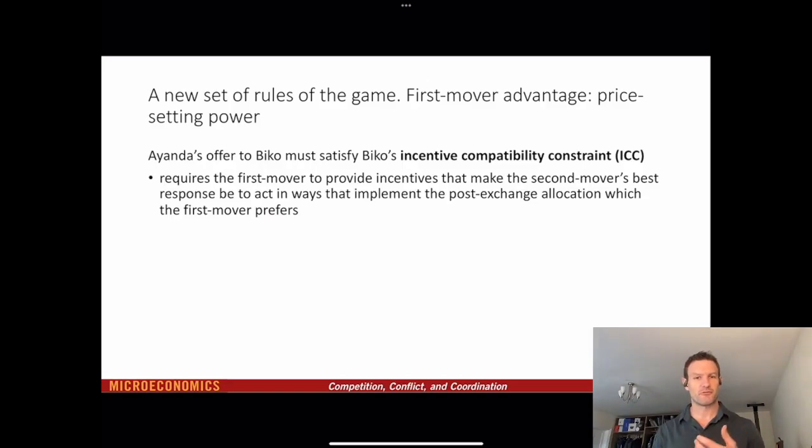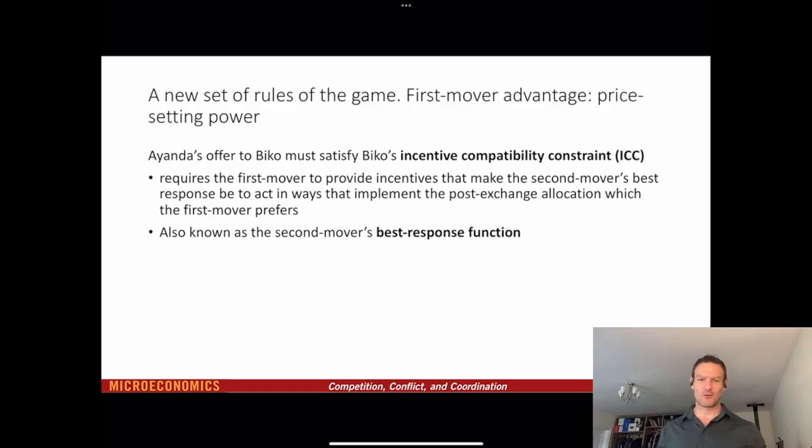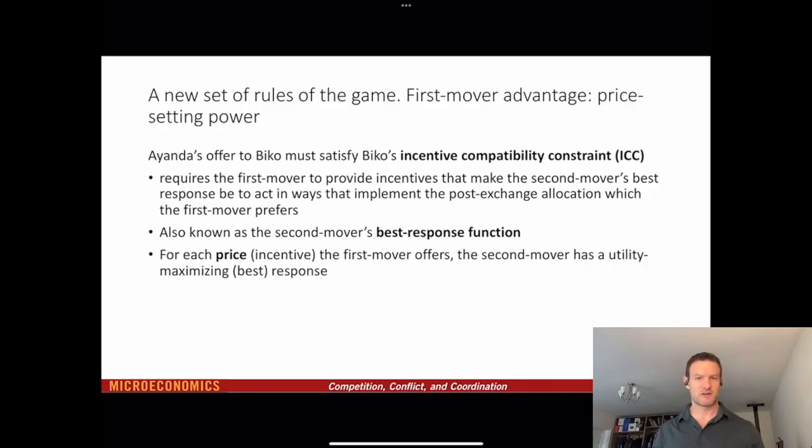This requires that she must provide incentives that make the second mover's best response to act in a way that allows her to maximize her utility and get the allocation that she most wants. To find this incentive compatibility constraint, she's finding his best response function, to every potential price she could offer him. Here we want to think about price being a strategy that she can adopt, and his response being his utility maximizing choice given that price. So for each price the first mover offers, the second mover has a utility maximizing best response.